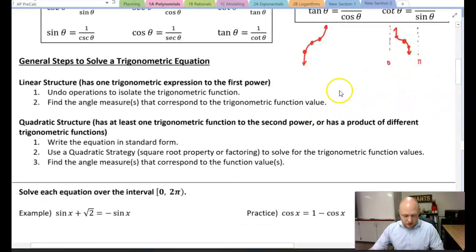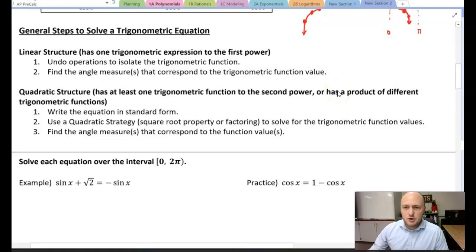Here are some general steps for solving a trigonometric equation. Really, what you need to do is replace the trig functions with x's. If you get freaked out with trig functions, just simplify by making them a different variable, and then usually that structure will really come through and you can know how to solve it. The two types of structures we're going to see are a linear structure, which is when we have one trigonometric expression to the first power. You're just going to undo operations to isolate your trig function, and then use your knowledge of the unit circle in order to solve.